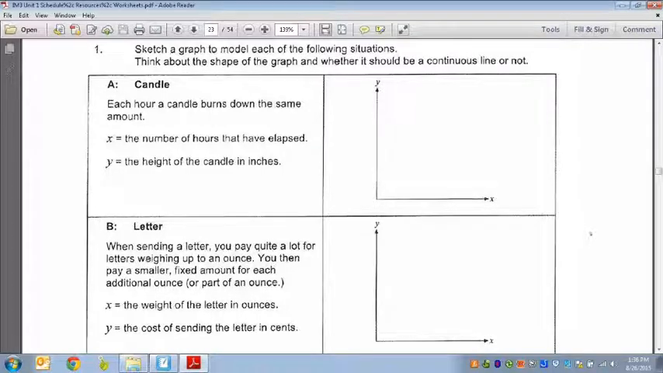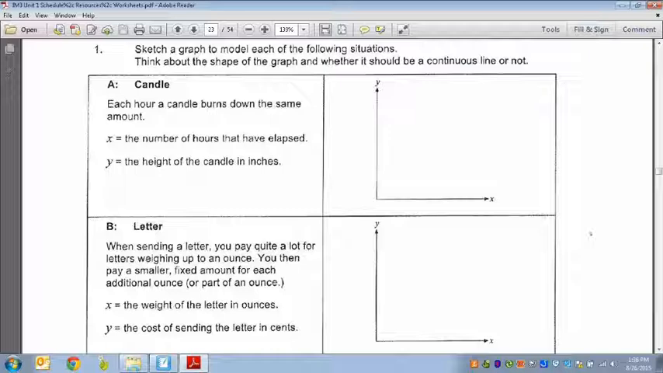All right, so situation A here, a candle. Each hour, a candle burns down the same amount. X is the number of hours that have elapsed, and Y is the height of the candle in inches. So we think about a candle, you light it, let's say it's a foot tall, 12 inches, and over time the candle gets smaller and smaller. If you let it burn all the way to the end, who knows how long that takes? It's kind of like asking how many licks it takes to get to the center of a Tootsie Pop. I don't think anyone's going to sit there in front of a candle and verify how long it takes. But mathematically, if that candle burnt 2 inches in an hour, by doing the math we can figure out how long it will take until it stops burning.